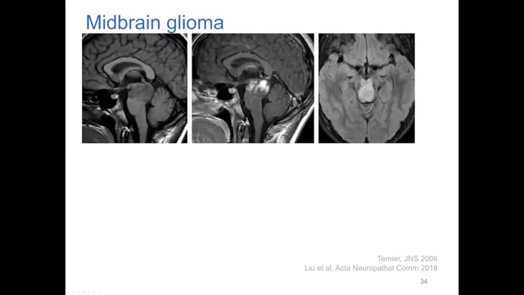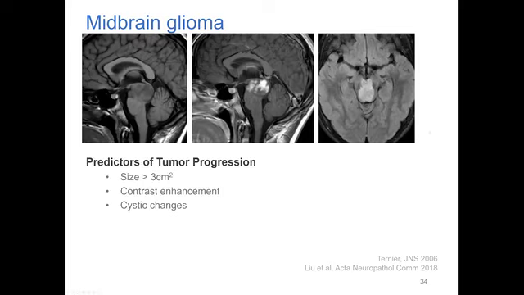So you can see this is another case. These are large midbrain tumors with heterogeneous enhancement, involving either the ventral midbrain or dorsal midbrain. Do we have any parameters that can predict the tumor progression at the initial diagnosis? There are currently some parameters known to predict tumor progression.